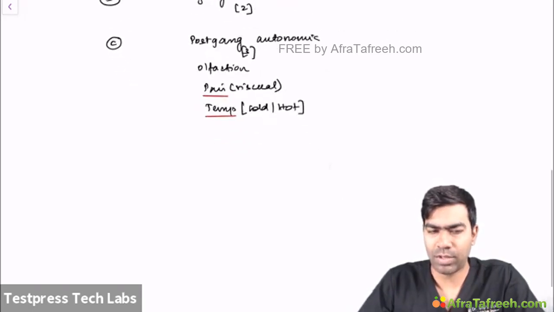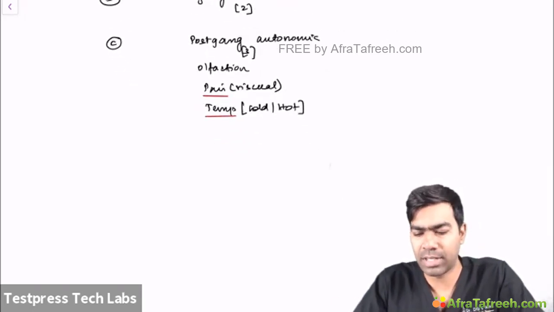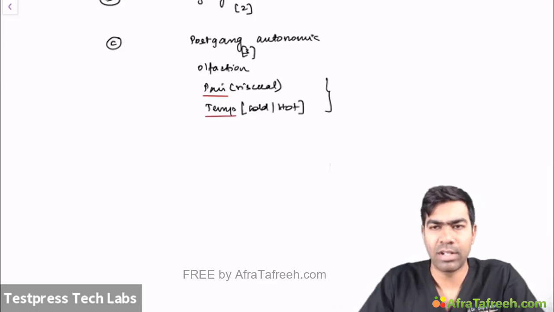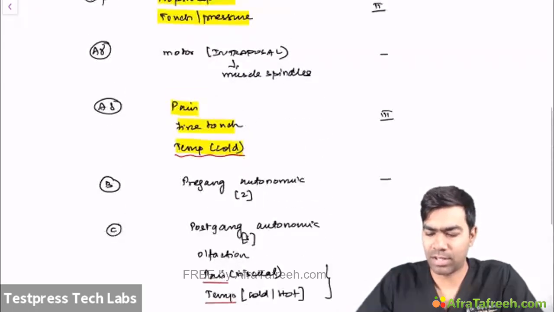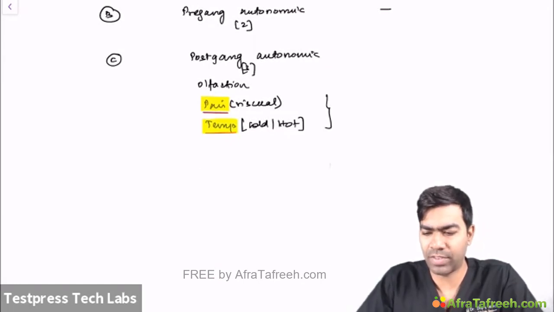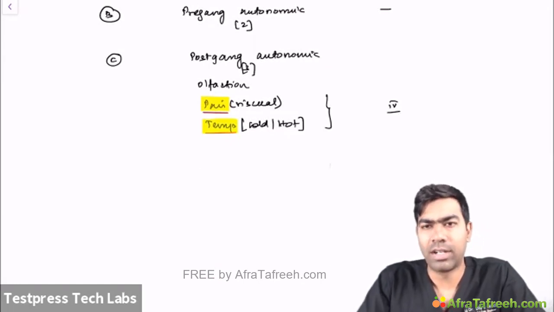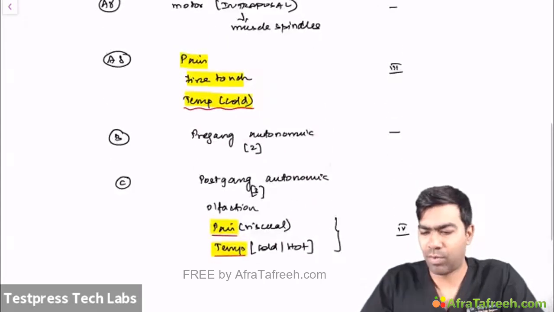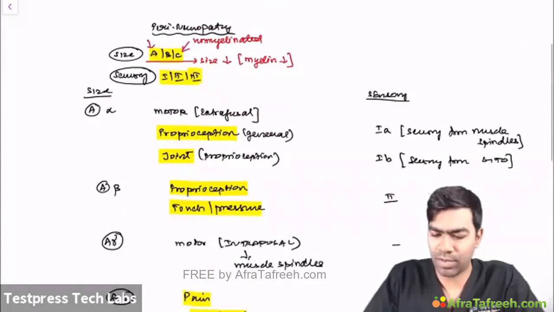And of course, you can see that these fibers that are basically carrying pain and temperature should be classified under the sensory system. So I can write these fibers that are carrying pain and temperature, classified under the sensory system, as fiber type number 4. So we have 4 types of fibers, as I told you. I think I should have written 4 here. So 1, 2, 3, and 4.